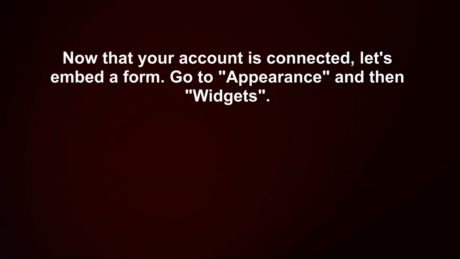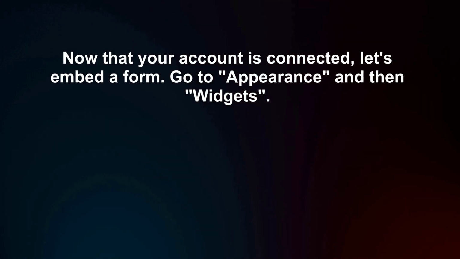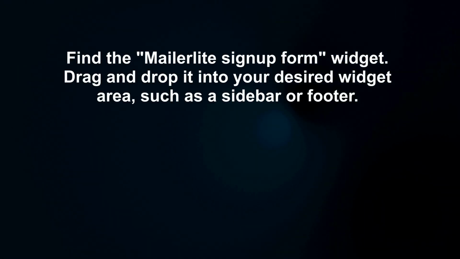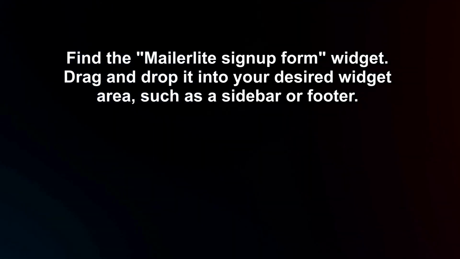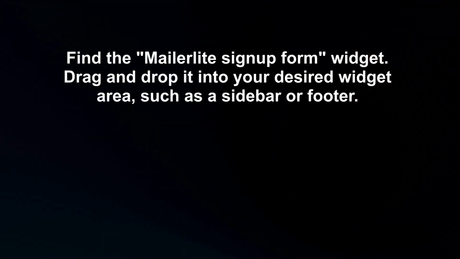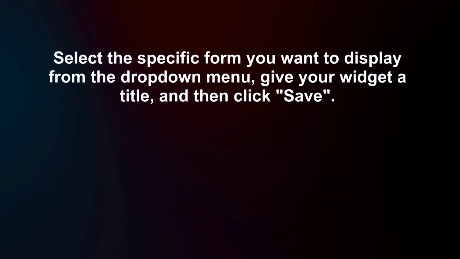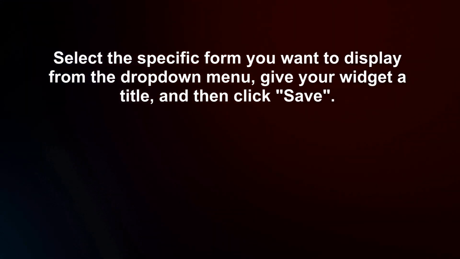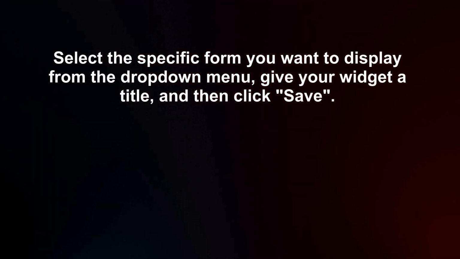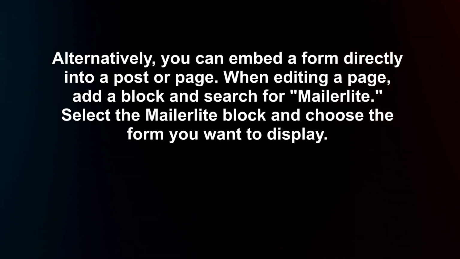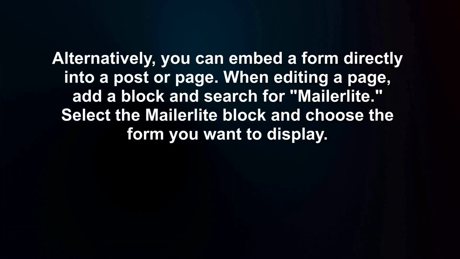Now that your account is connected, let's embed a form. Go to Appearance and then Widgets. Find the Mailerlite Signup Form widget. Drag and drop it into your desired widget area, such as a sidebar or footer. Select the specific form you want to display from the drop-down menu, give your widget a title, and then click Save. Alternatively, you can embed a form directly into a post or page.